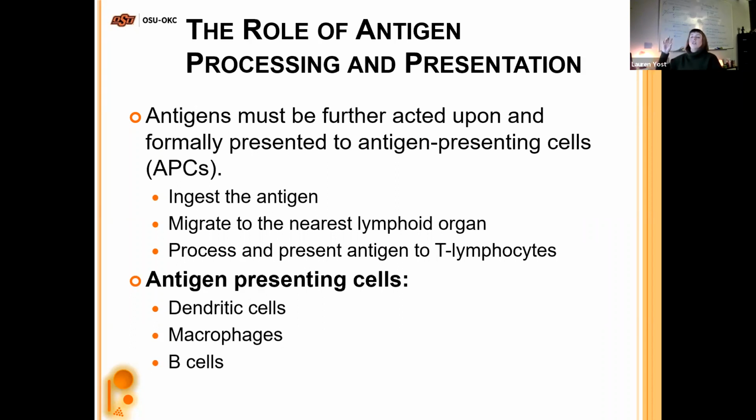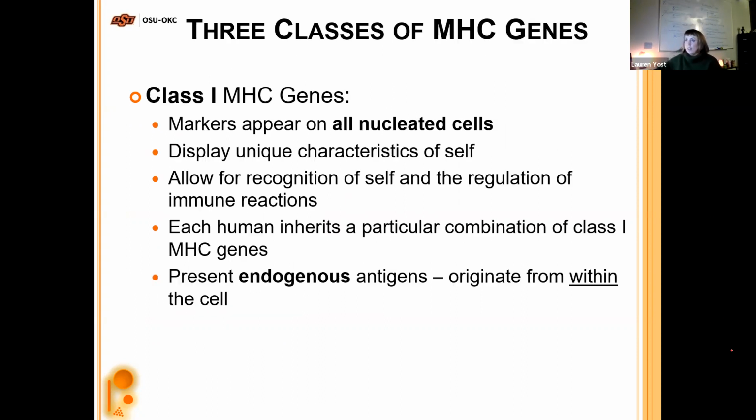So we have antigen that's going to be associating with our target lymphocytes, right? Antigens will be further acted upon and formally presented to antigen-presenting cells. Antigen-presenting cells are going to be like the dendritic cells, monocyte type cells. And then B cells can be antigen-presenting cells as well. Essentially, the cell is going to ingest the antigen, migrate to the nearest lymphoid organ, and process and present the antigen to the T lymphocytes to activate them.